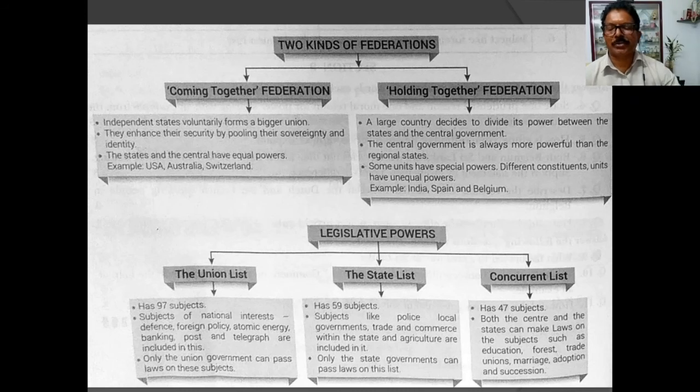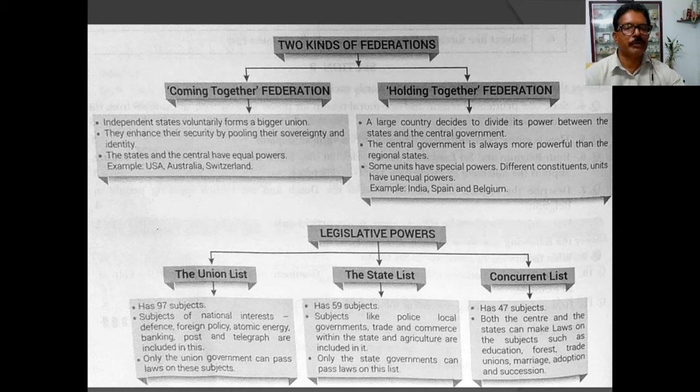The Union list has got 97 subjects of national importance. The state list has got 66 subjects. And the concurrent list has got 47 subjects. You should remember the names of the subjects, because sometimes a question will be asked: which one is not part of the Union list, which subject is not part of the state list, which subject is not part of the concurrent list. Sometimes they can ask you.